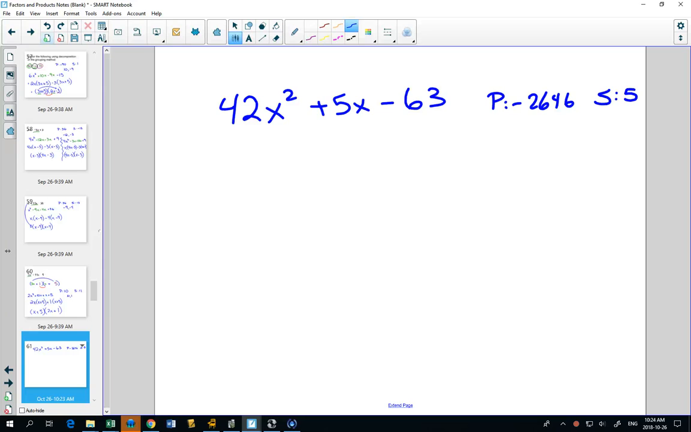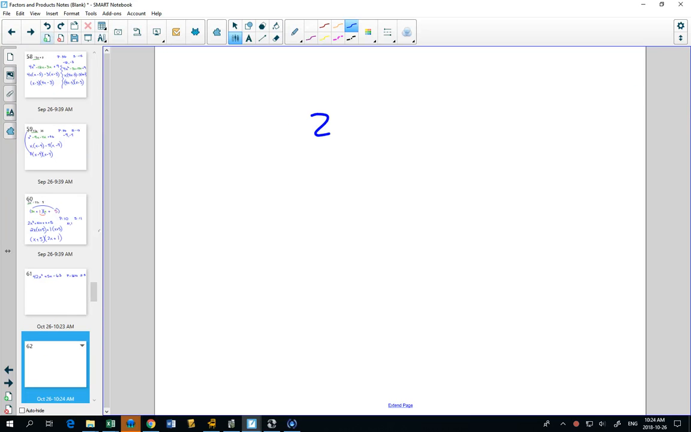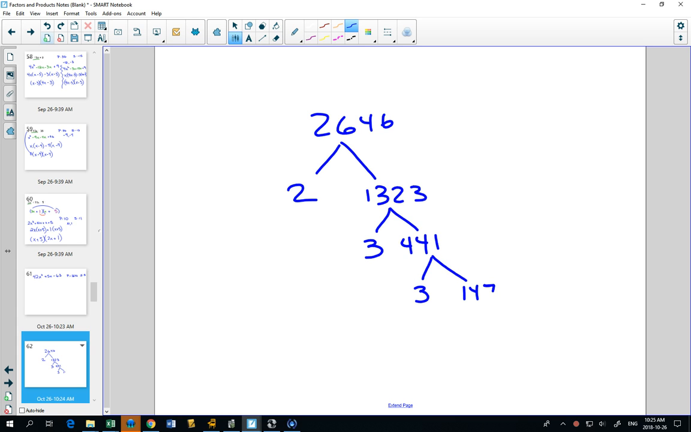So what would you do? A factor tree? Sure. So let's look. I'll do that on a separate page. 2646 is 2 times 1323. 1323 divides by 3 because it adds up to a multiple. So it's 3 times 441. 441 divides by 3. 3 times 147. 147 divides by 3. And 49 is 7 and 7. So the prime factorization of 2646 is 2 times 3 times 3 times 3 times 7 times 7.